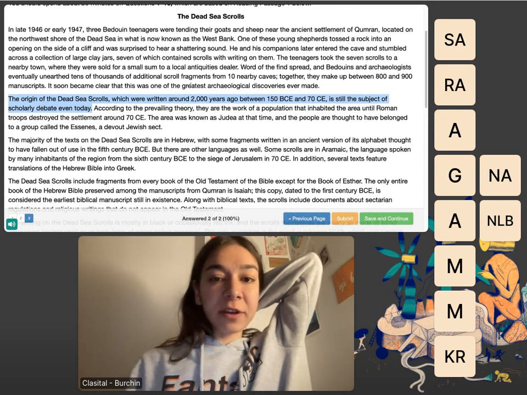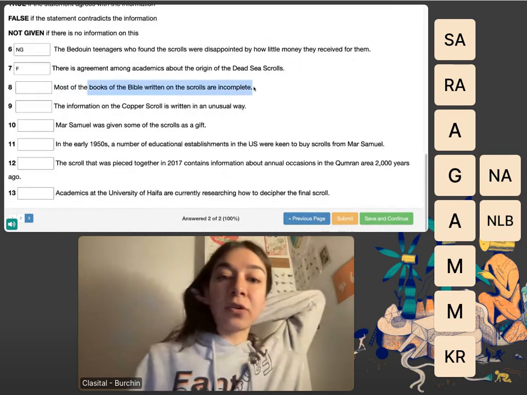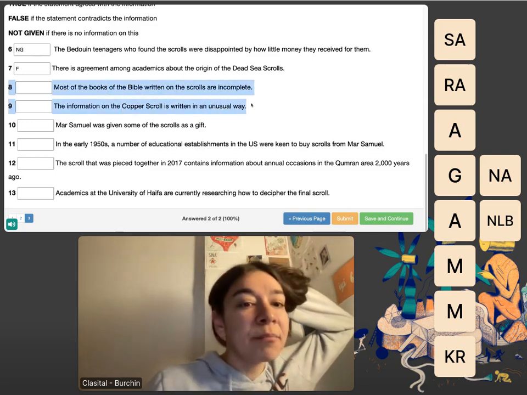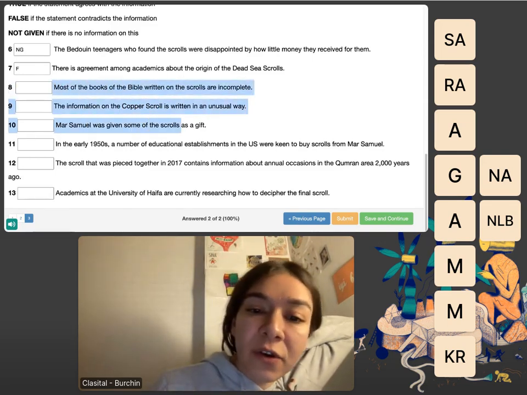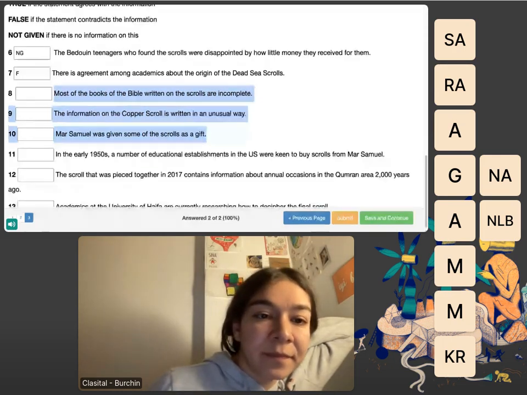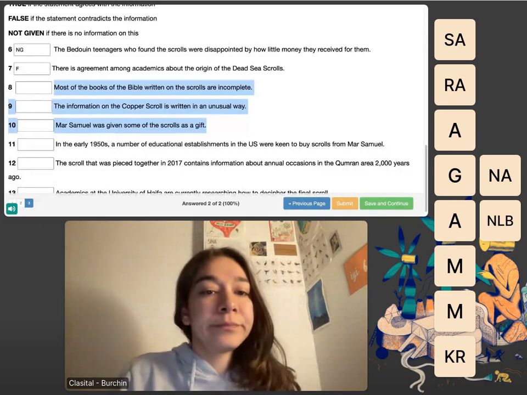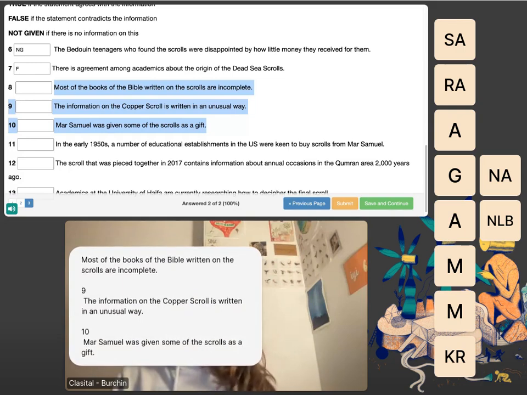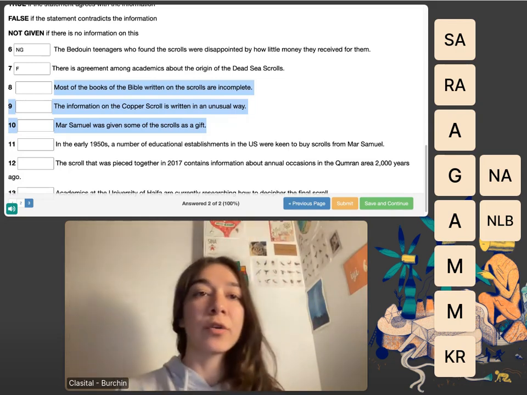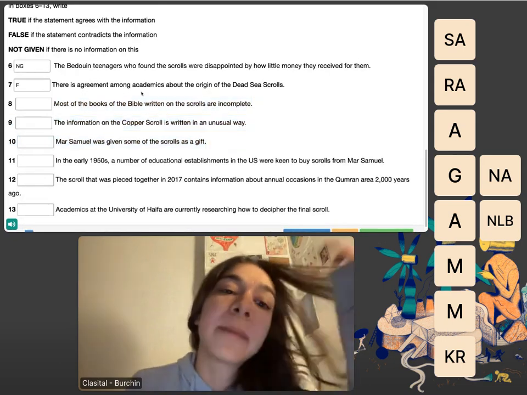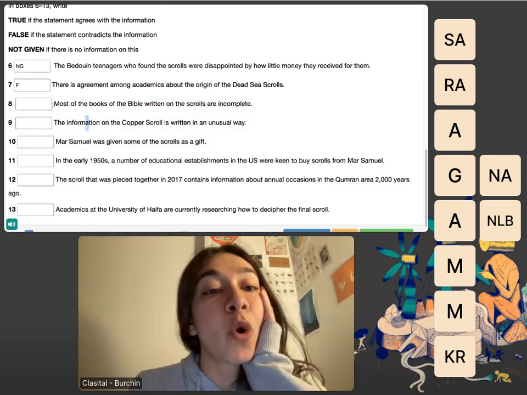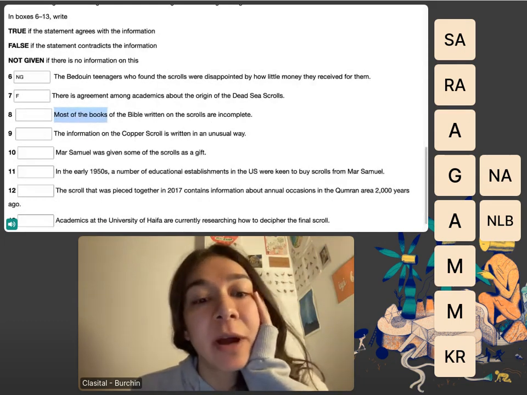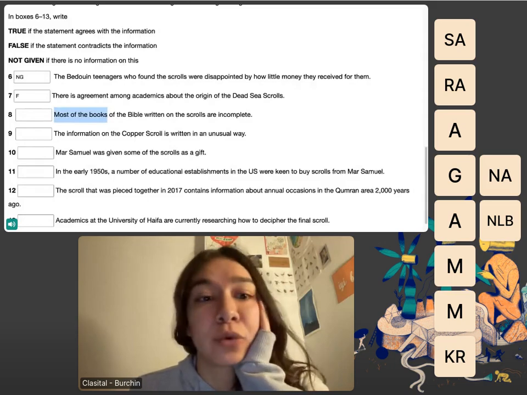The most of the books of the Bible written on the scrolls are incomplete. The information on the copper scroll is written in an unusual way. Mar Samuel was given some of the scrolls as a gift. Most of the books of the Bible written on the scrolls are incomplete. So my keyword is, I think, Bible. And it says most of the books, not all, not few, not one, but most of the books.